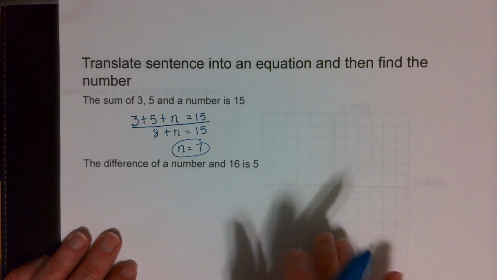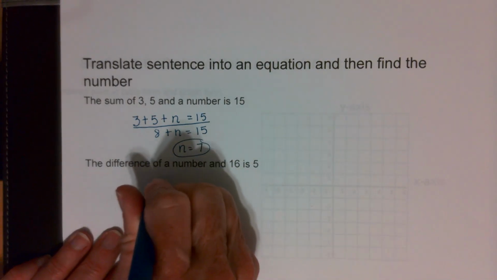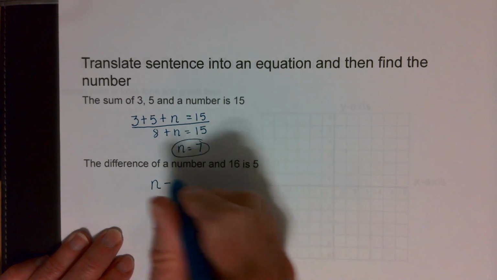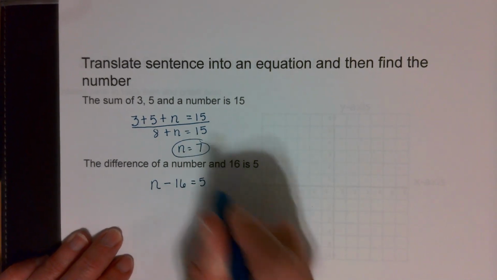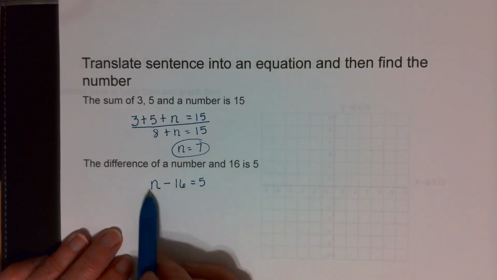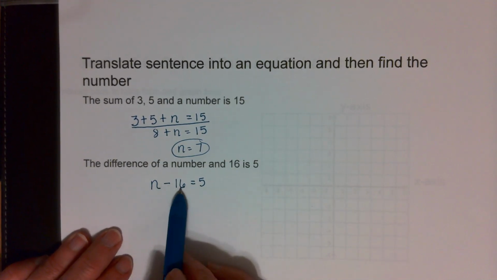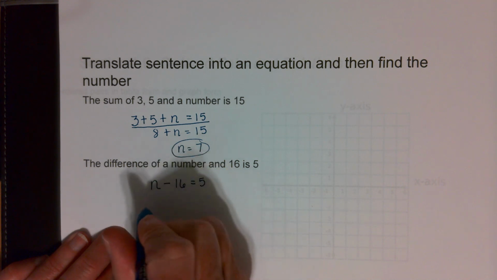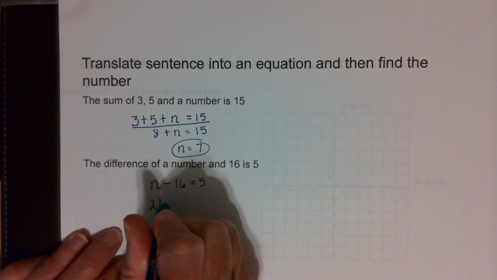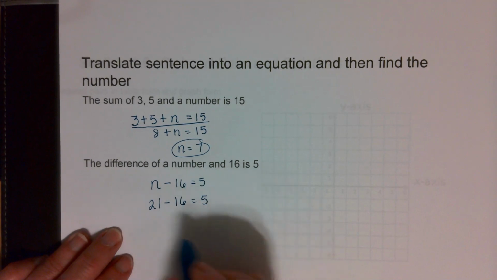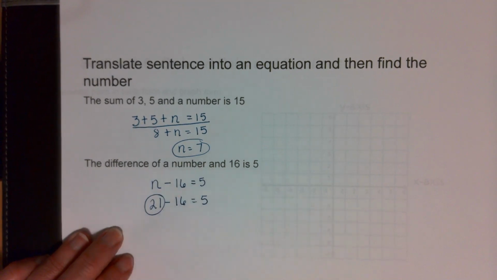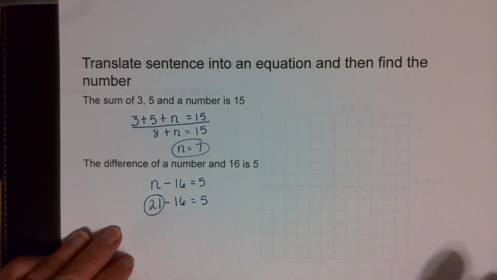The difference of a number and 16, so a number minus 16, is 5. Technically I'm looking for the number that when I subtract 16 from it, I get 5. I can figure this out by asking, what is 16 plus 5? 16 plus 5 is 21. So 21 minus 16 is going to give me 5. So my answer's going to be 21.